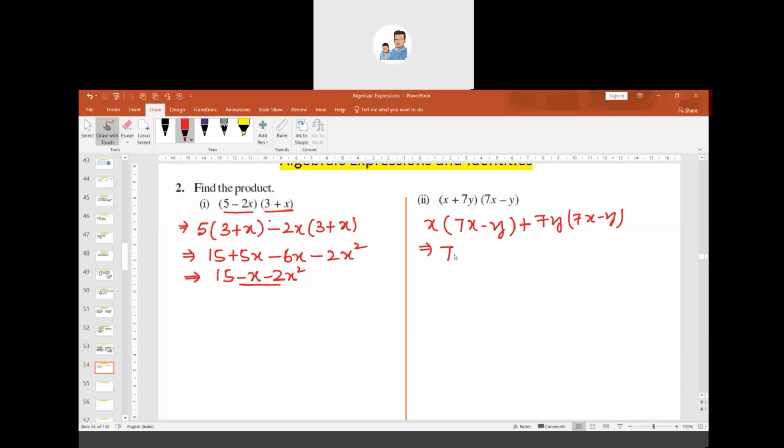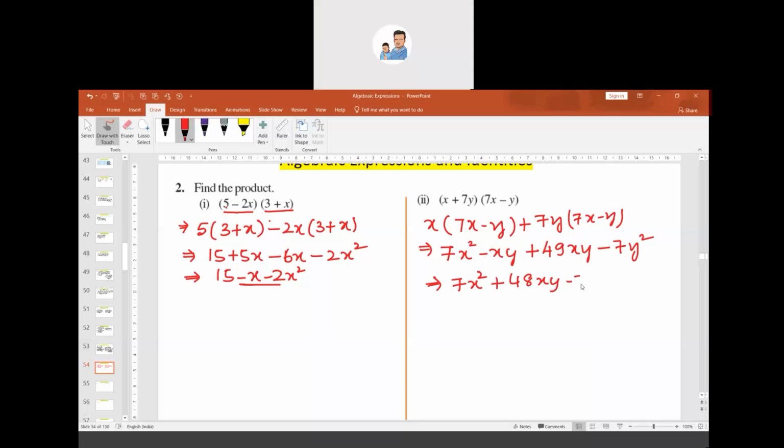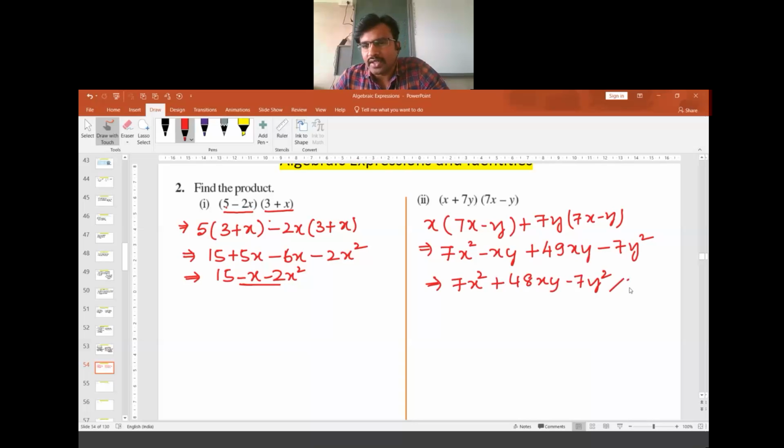On multiplication we get 7x square minus 6y plus y... plus 49xy, 7x minus 7y square. Here the middle 7x square terms are like terms, we can cancel them. We get 7x square plus 48xy minus 7y square.